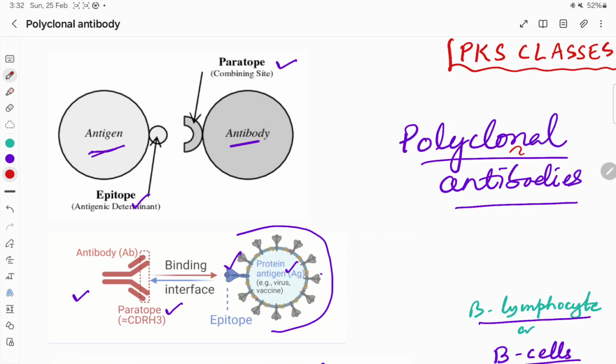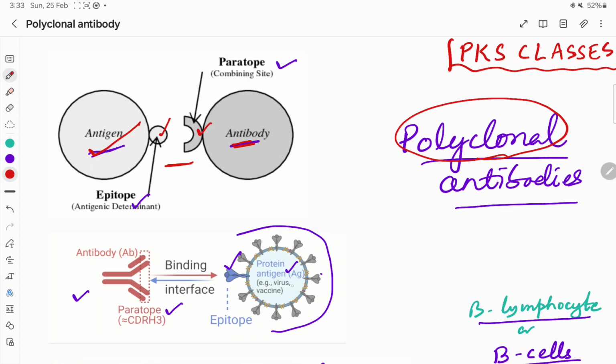Today we are going to study about the polyclonal antibodies. So first, antibody. An antibody is a substance produced by our body in response to an antigen. The antigen on its surface has epitopes, and the antibody on its surface has paratopes. The antigen's epitope and the antibody's paratope interact, and this interaction leads to neutralization of the antigen.